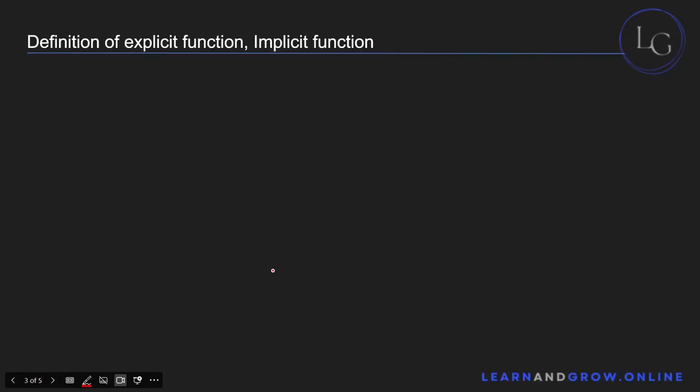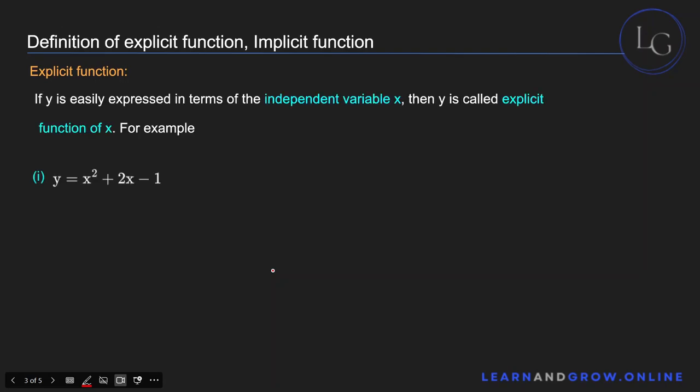Now, let's discuss explicit functions and implicit functions. So, if y being the dependent variable here, if y is easily expressed in terms of the independent variable x, then y is called the explicit function of x.